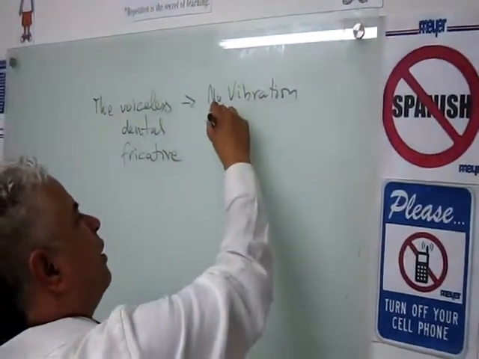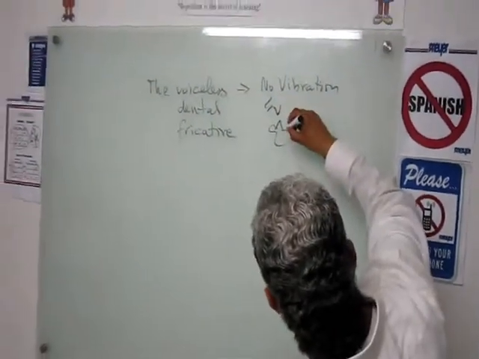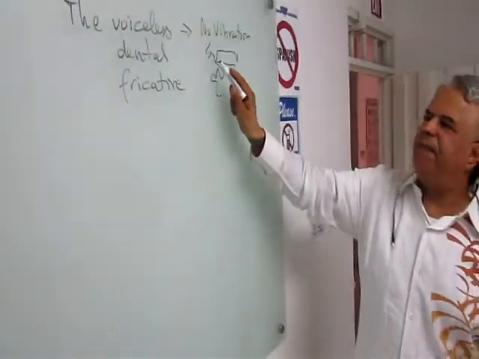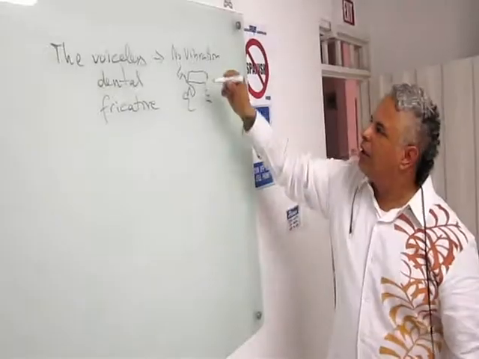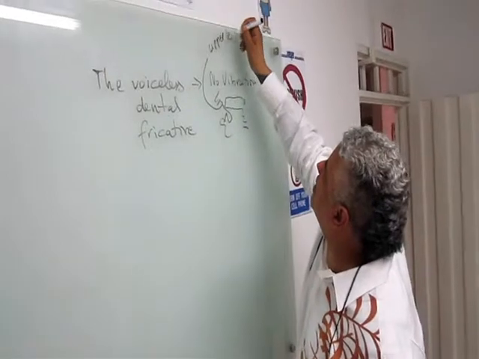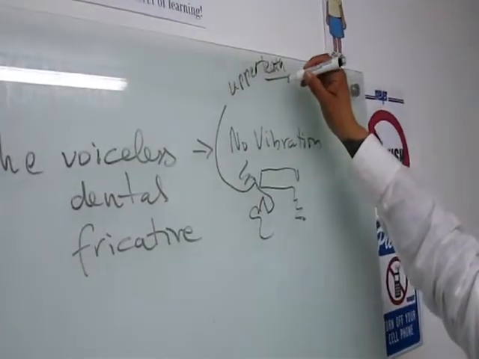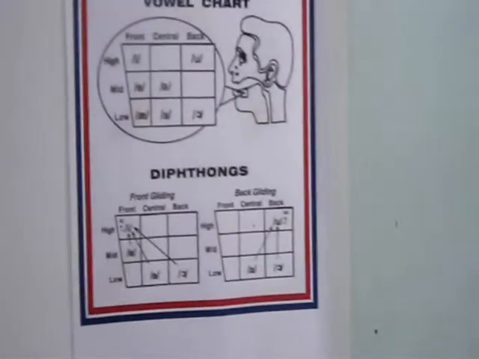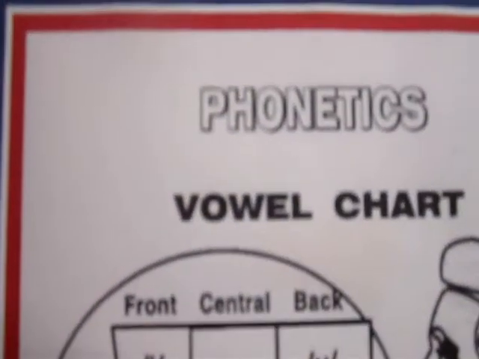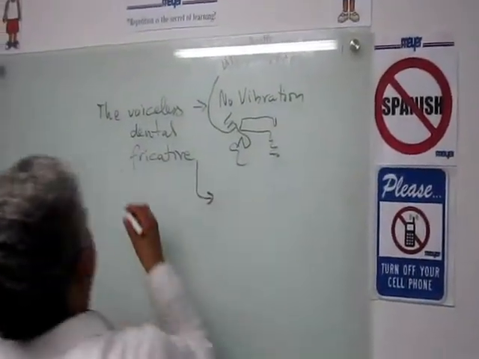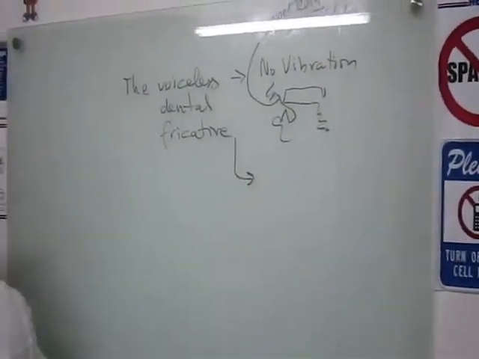Carlos, what is a dental sound? You put the tip of the tongue where? In the upper teeth. Okay, again the word: teeth. Voiceless dental fricative. Alex, what is fricative? Fricative means the air goes out through the tiny spaces between your teeth.